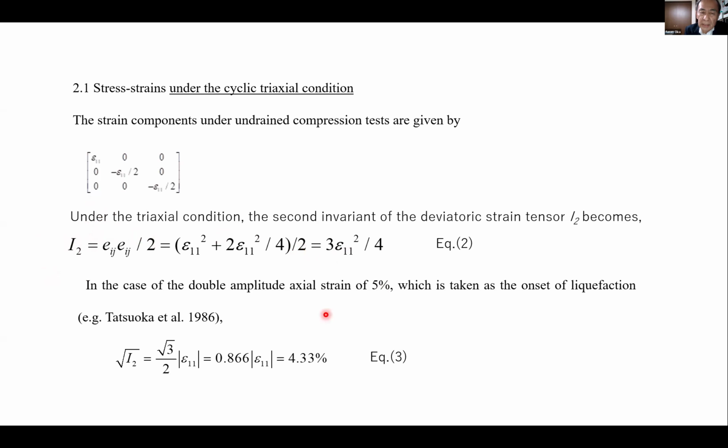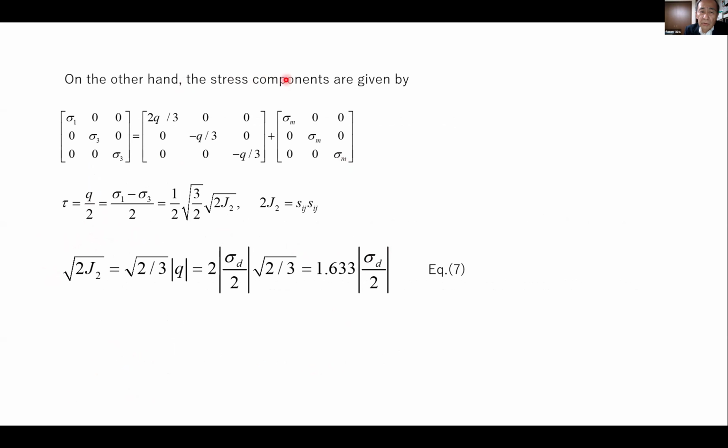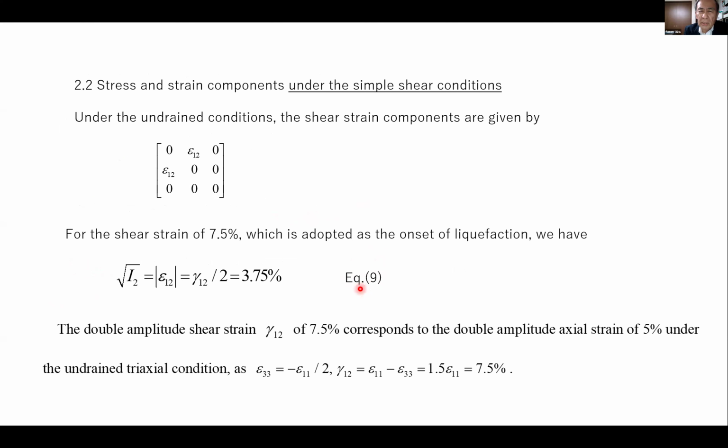If we take a double amplitude axial strain of 5% for the onset of liquefaction, we can obtain the square root of I2 as 4.33%. And then the stress components are very clear. The shear stress is given by the deviator stress divided by 2, and J2 is the second invariant of the deviatoric stress tensor. In this case, the square root of 2J2 is 1.633 multiplied by sigma d, the deviator stress, divided by 2. Remember this one. Then we go to the simple shear conditions.